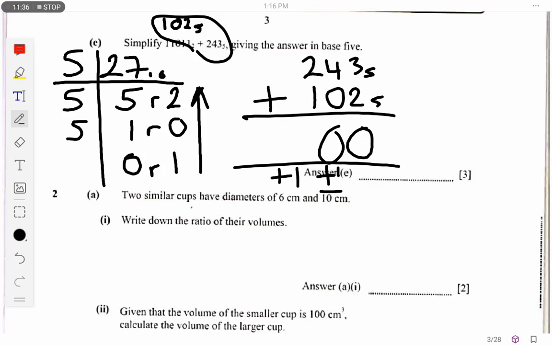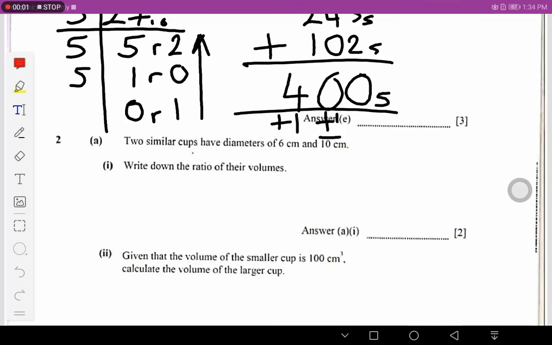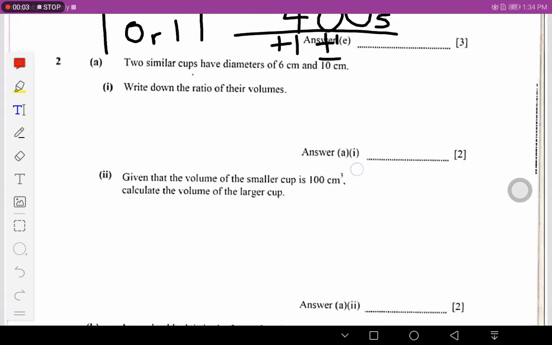2 plus 1, we get 3 plus 1, that will be a 4. So our answer is going to be 4 in base 5. Okay, like that. That's how we answer this question. Let's move on to number 2. Let's look at question number 2.